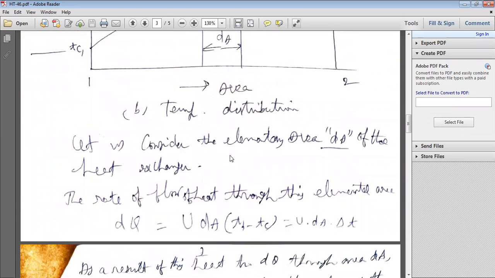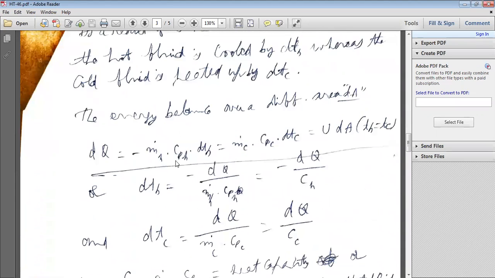That is the heat given by the hot fluid. It is losing heat, that's why minus. Heat taken from a system is minus. That is equal to the heat added to the cold fluid, that's why that is plus only. So minus m dot h into Cph into dTh is equal to m dot c into Cpc into dTc.